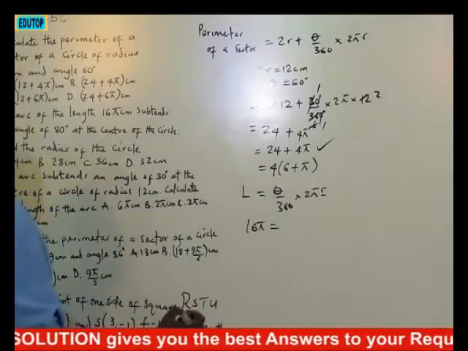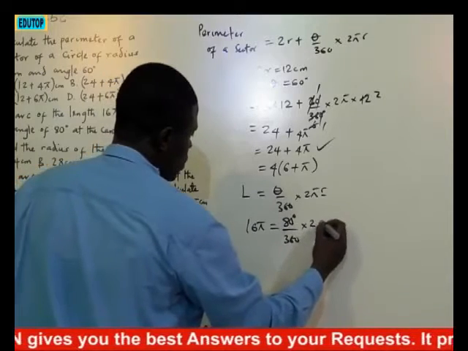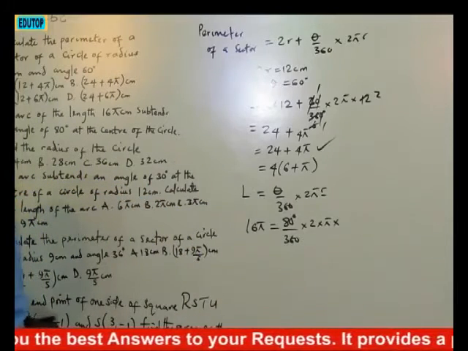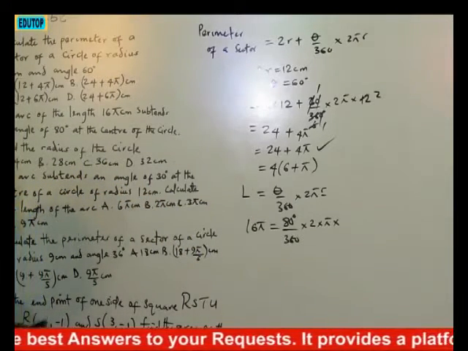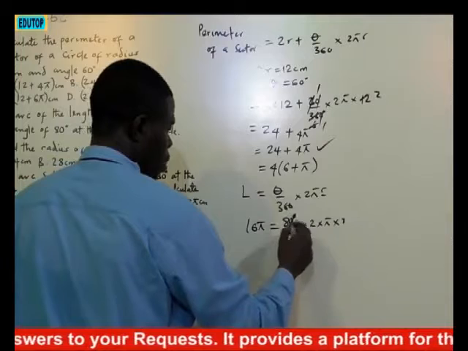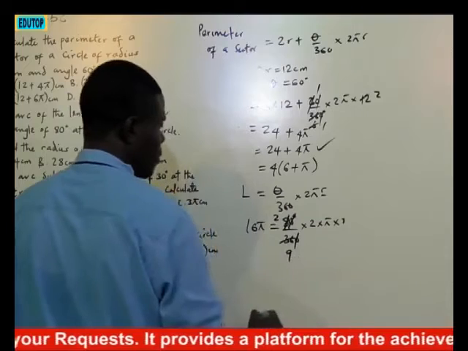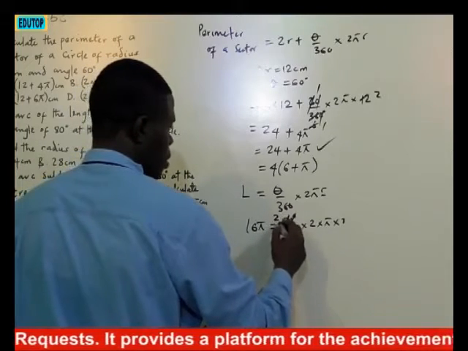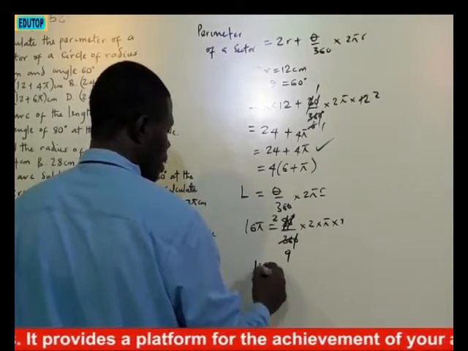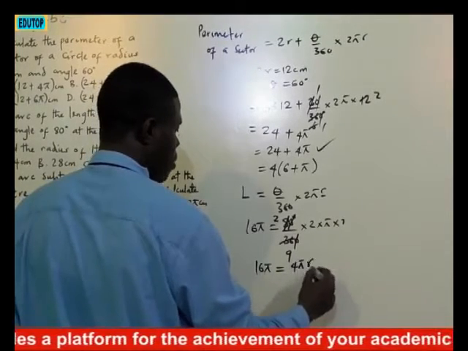Then theta is 80 degrees, over 360, times 2 times pi times r, since the question asks us to find the radius. So let's figure this out. 0 can cancel 0. 4 in 8, 2. 4 in 36, 9. Then 2 times 2, 4, so 4 pi r. So we have 16 pi equals 4 pi r over 9.